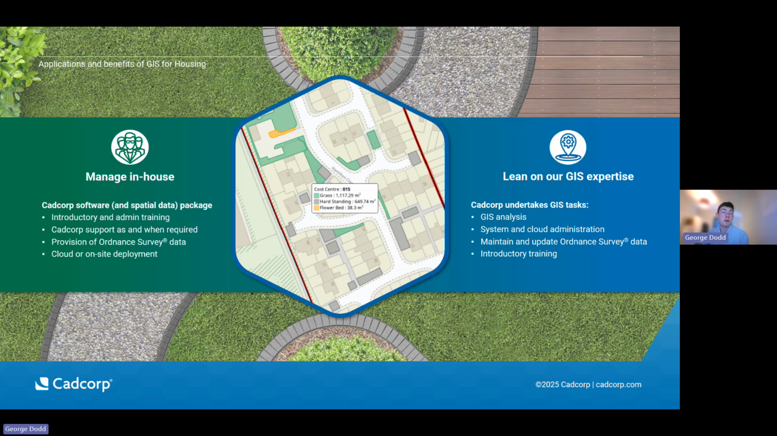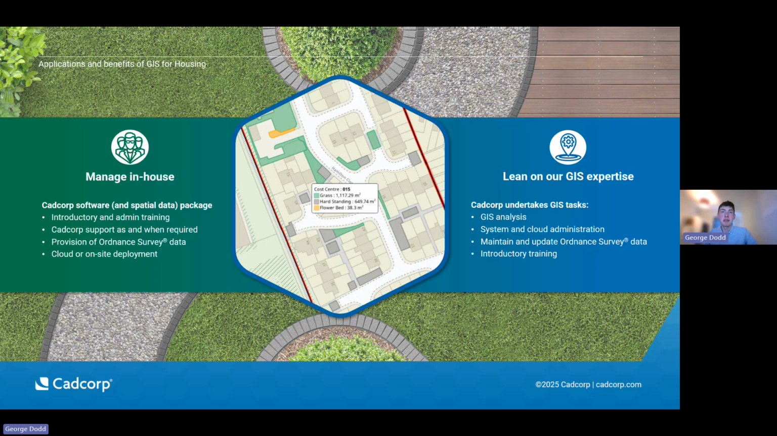So hopefully you're now all thinking, great, those use cases sound amazing, but how do I actually do it? At CADcorp, we help our customers manage their GIS system however it works for them, which broadly means choosing one of these 2 paths. Path 1, manage in-house, is used when the customer is more confident in their technical expertise and has the time to dedicate some of their week to GIS. CADcorp set up and configure the system and provide introductory and administration training, OS data, and technical support when required, but the overall responsibility to manage the system falls with the customer. With this path, the software can be either hosted by us or deployed on site.